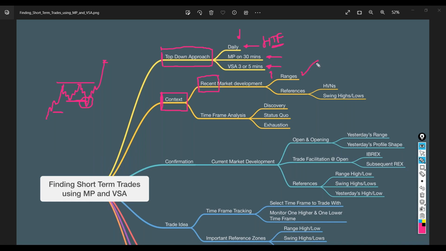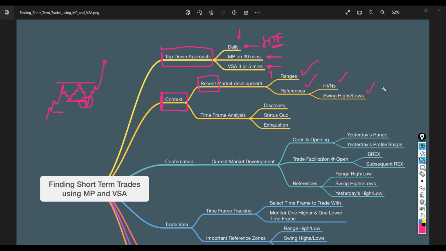So what do you look at? You look at ranges. What are the ranges that are forming on the charts? Then you try to mark some of the references. Obviously, Bell TPOs and advanced software have so many features, they will plot all this automatically for you. So HVNs and swing highs and lows, poor highs, weak highs, all those references are automatically marked. So you mark these references, you find out some important HVNs above and below the market, you find out where the swing lows and swing highs are.